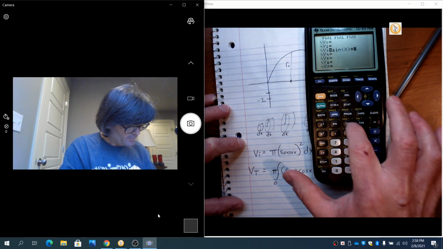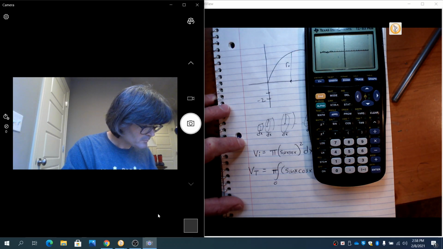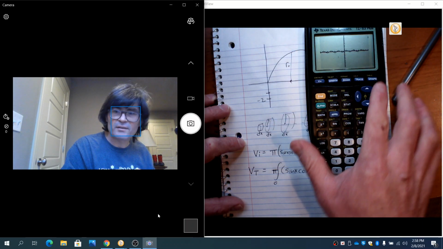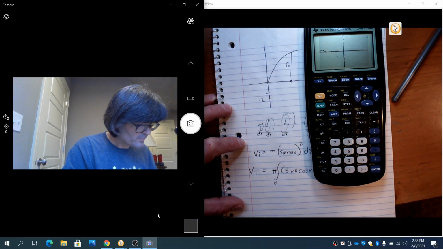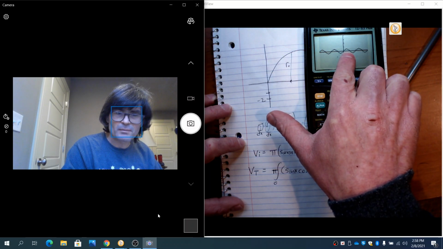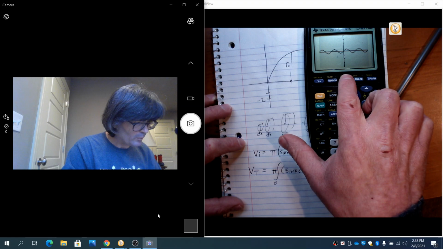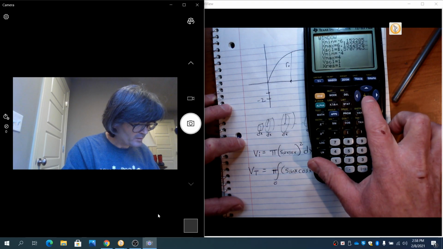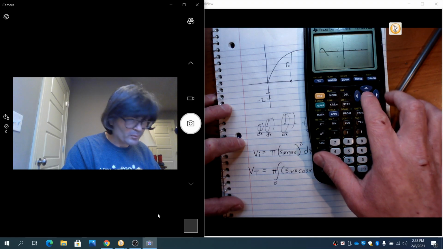sine times cosine. I'm just going to do a zoom standard. You can see my picture is really not a very good graph. It's not very zoomed in. Maybe I'll do zoom trig. A little bit better there, but still, it's good enough. I want to know where that little first segment is. That's what I'm looking at. So I might actually just zoom this in a little bit more. Maybe we'll do 2 and 2. And so you can see this one more time.